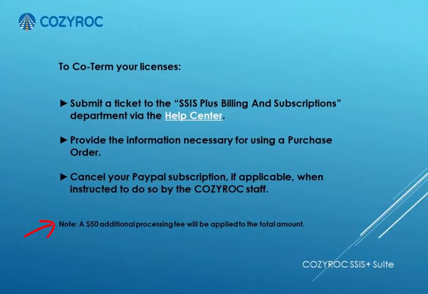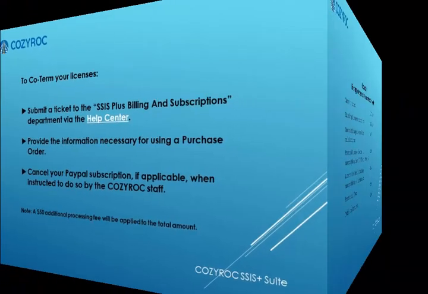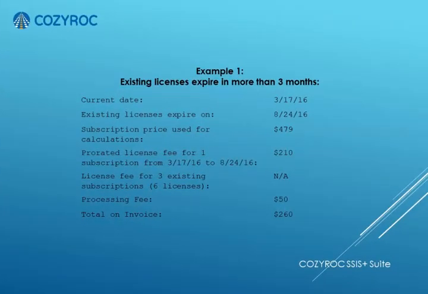There's one more thing I'd like to point out, and that is that there will be an additional processing fee of $50 applied to the invoice. That covers the cost of creating the invoice and handling the purchase order, as well as calculating the prorated amount in order to co-term the new licenses. Now I'm going to show you a couple of examples.